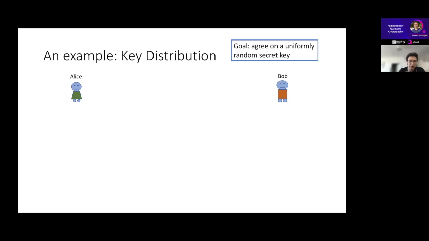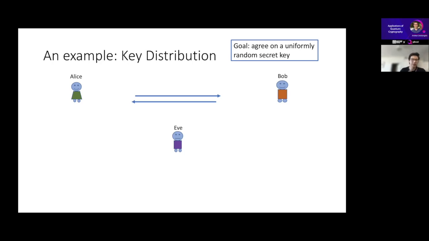Now, why would they want to do this? Well, because once they have a random secret key that is only known to the two of them, they can use this to communicate in a way that is unconditionally secure, so in a way that just cannot be hacked at all. And so the difficulty is sharing the key without actually having to meet in person. And so they would like to achieve this goal of sharing a key by communicating over a public channel. Public here means that any adversary, Eve, can eavesdrop on the communication, can intercept the messages as they are sent along the channel.